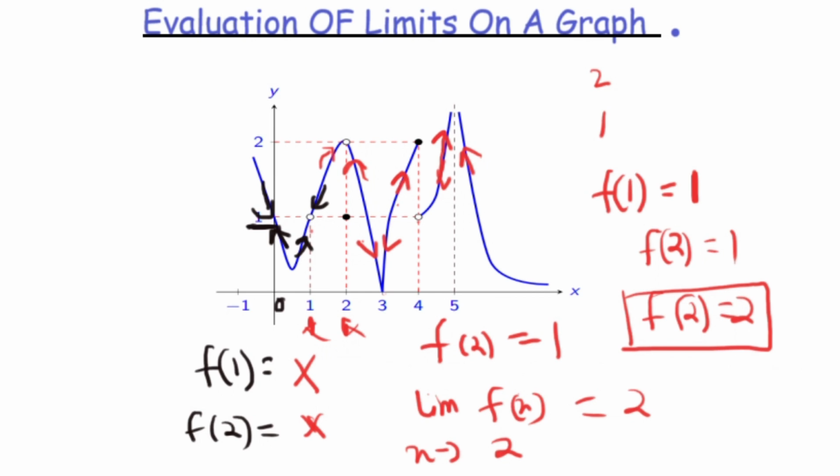Now, let's consider the discontinuity at 4. We can clearly see that the left and right hand limits are not equal. The limit from the left is not equal to the limit from the right. In this situation, we have what we call a jump discontinuity. So we can see a jump from this point to this point. We can't redefine this to make the function continuous.